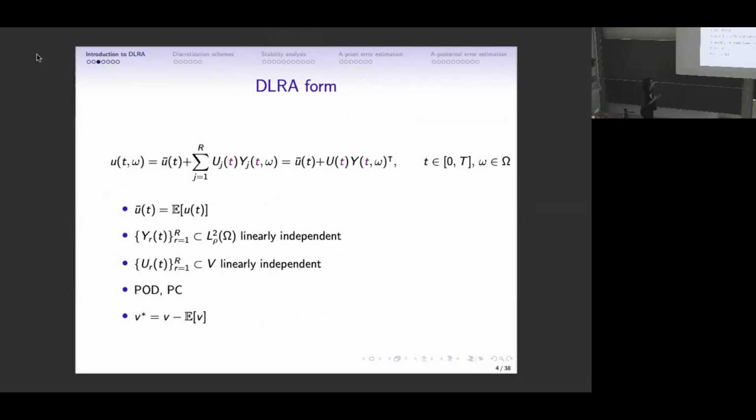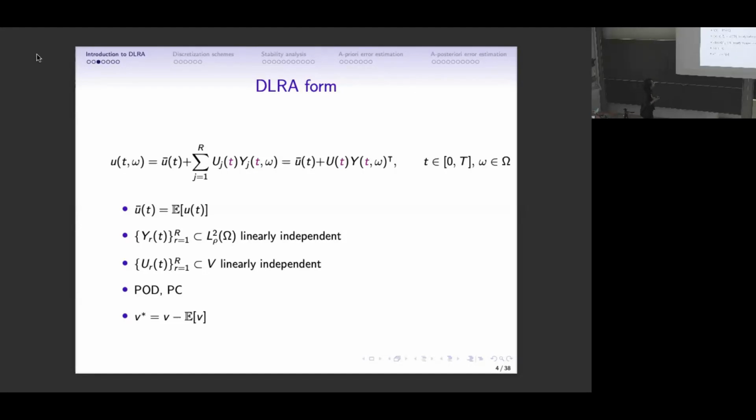And we are looking for an approximation of that equation in this form. We have a mean value here, and then we have the sum of R terms, which are composed of two modes: deterministic modes and stochastic modes. This can be viewed as a reduced order technique because this R will be small.